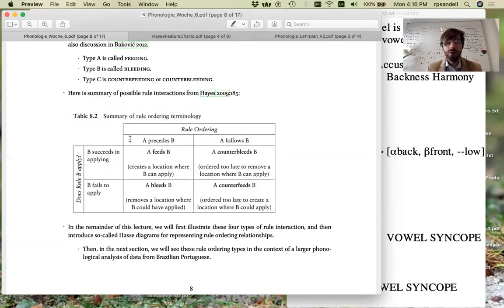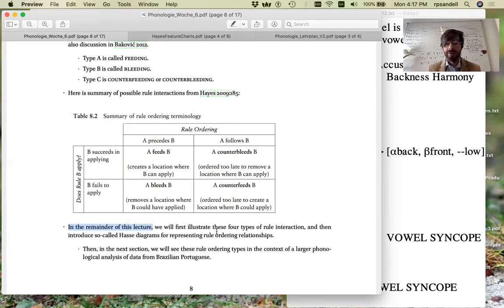On the other hand, where rule A precedes rule B, but we see that B is not able to apply, this is because A must have removed a location where B had the potential to apply. And then similarly, if we know that A follows B, but B fails to apply, then this must be because rule A occurred too late in order to create the conditions for B to have applied.